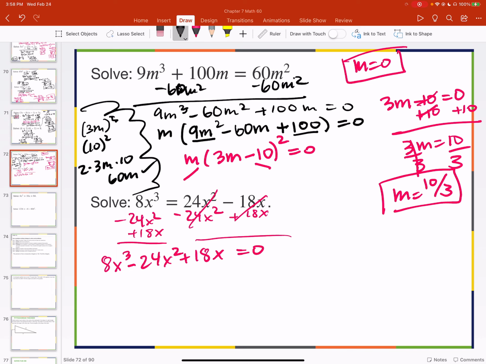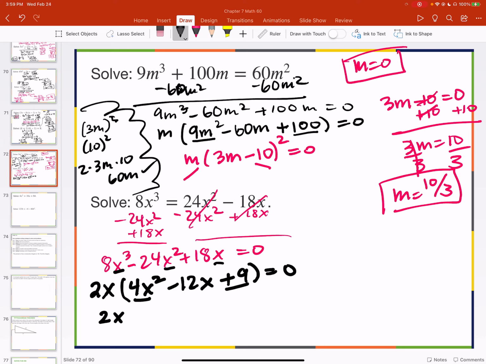What's my GCF here? Okay, I notice that each term has a variable of x. I also notice that each of these is divisible by at least 2, right? So my GCF looks like it's going to be 2x. So then we have 4x squared minus 12x plus 9. Oh, this looks like a perfect square trinomial again, yes? So then that's going to be 2x minus 3 squared, is equal to 0, times the 2x.